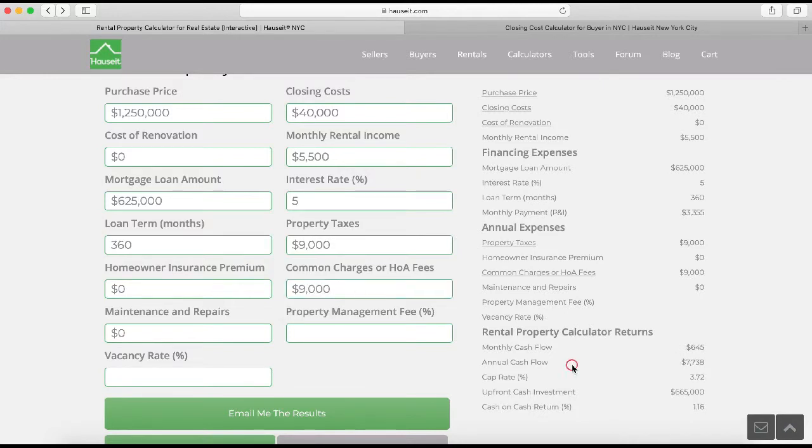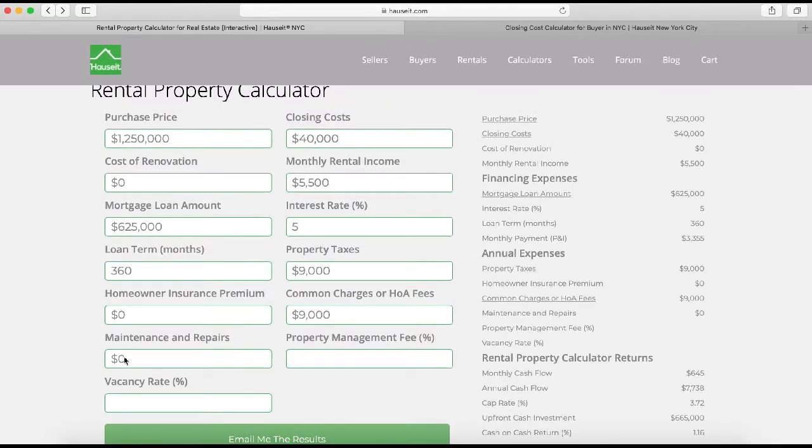As you can see here, we've already calculated a preliminary cap rate, cash flow, and cash on cash return. A couple other things though we do want to think about in no particular order. The vacancy rate is important because up to this point, our entire calculation has assumed that during the course of a normal year, there would never be any vacancy.